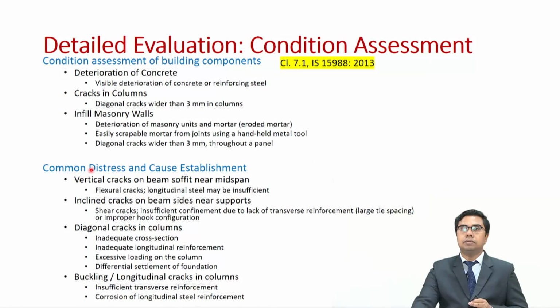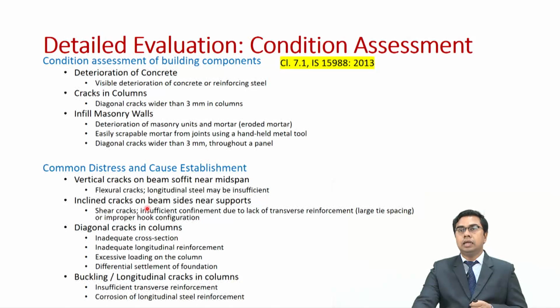Now, let us look into some examples of common distress and try to establish the cause related to that. Let us say that we have vertical cracks on beam soffit near midspan. So, these cracks are flexural cracks. How will flexural cracks develop? This implies that the longitudinal steel may be insufficient. That may have led to large tension forces at the soffit of the beam, typically a simply supported beam, and in that case there would be vertical cracks on the beam soffit near midspan of a simply supported beam.